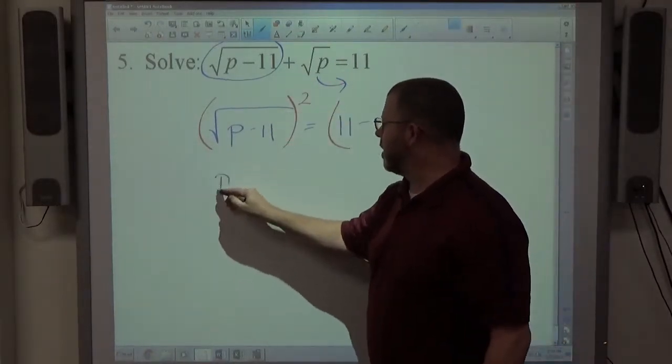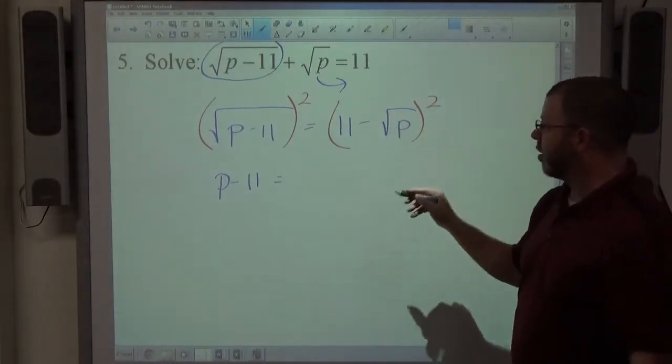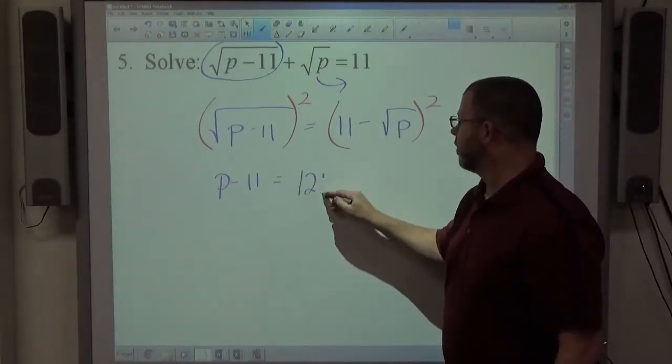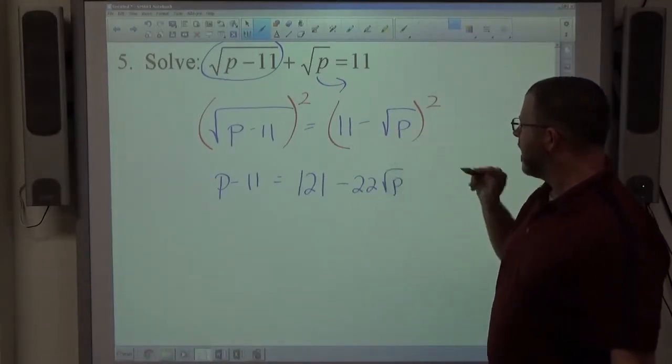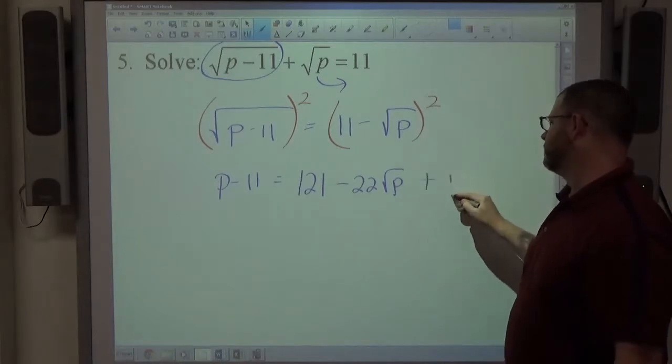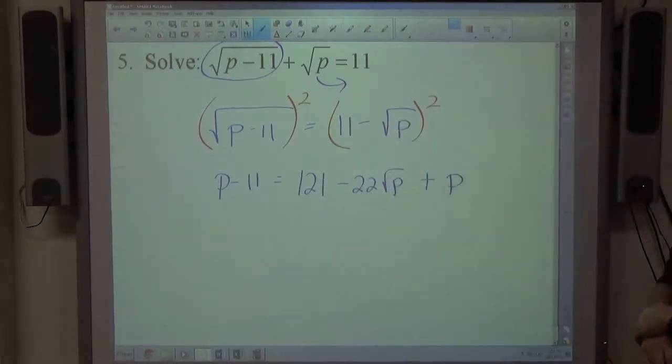this is just going to be p minus 11, the radical disappears, where this has to be that squaring the binomial deal again. So 11 squared is 121. Double the product is negative 22 times the square root of p, and square root of p squared is going to be p. Again, the perfect squares are positive. The double product is going to be the sign of the product.